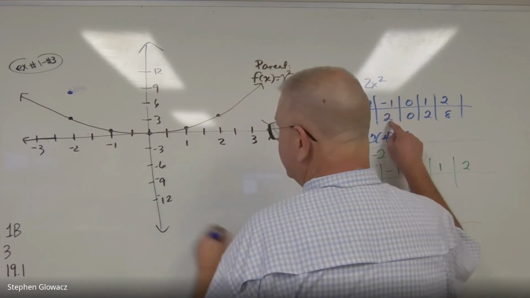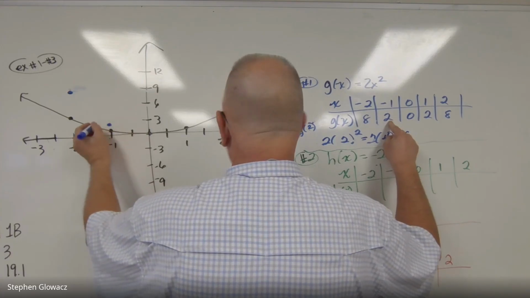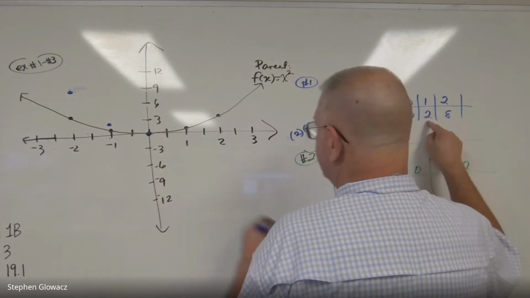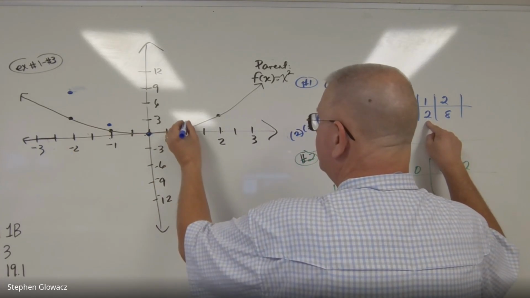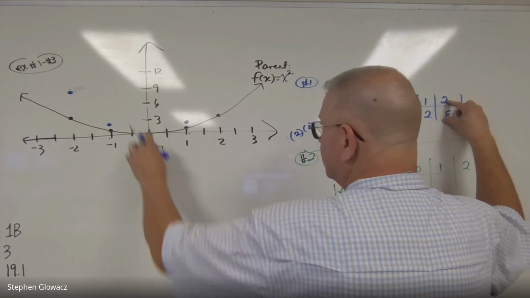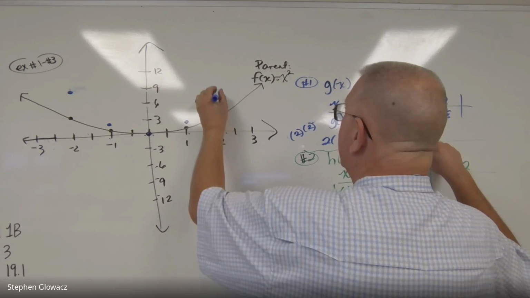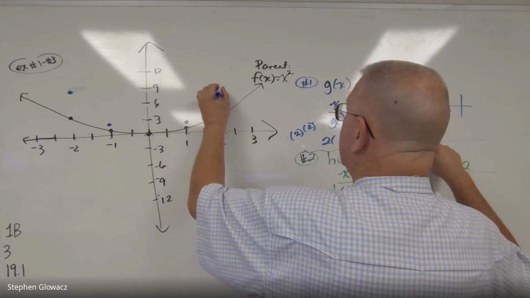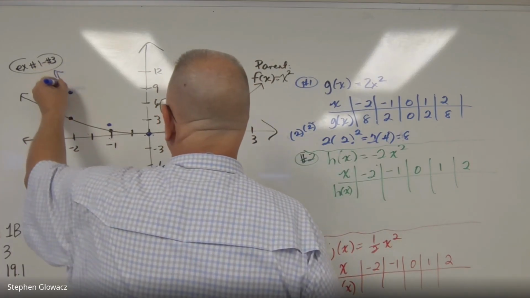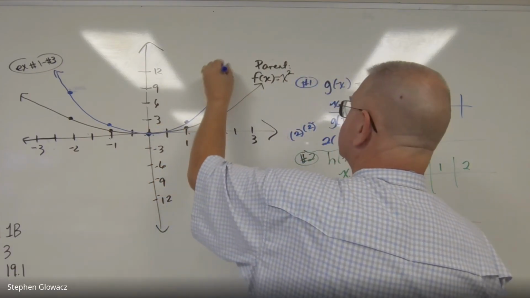Next, -1 and 2 would be 1 to the left and 2 up, just below the 3 line. 0, 0 is the origin. 1 and 2 is 1 to the right and 2 up, just below the 3. And 2 and 8 would be 2 to the right, and once again just below 9. Let's connect the dots, and that is our g of x function.